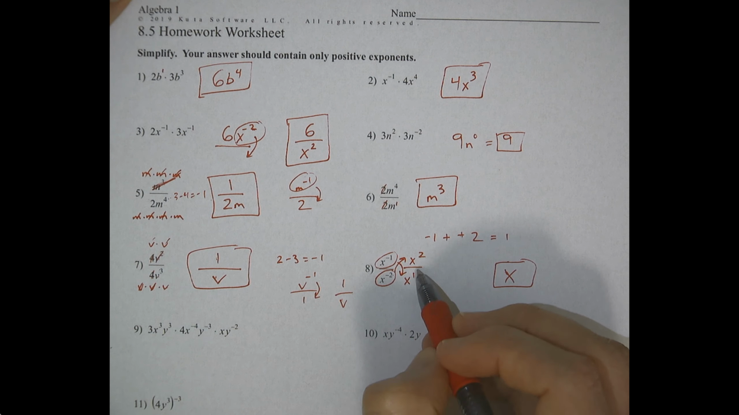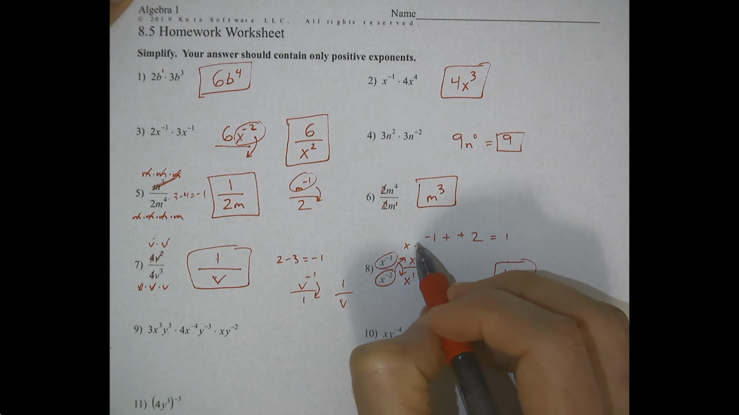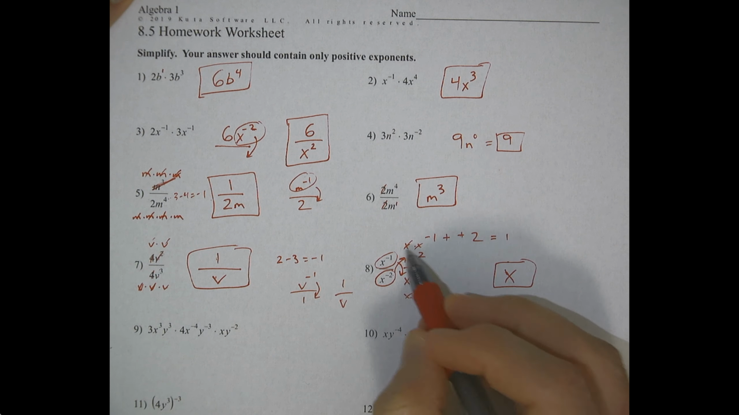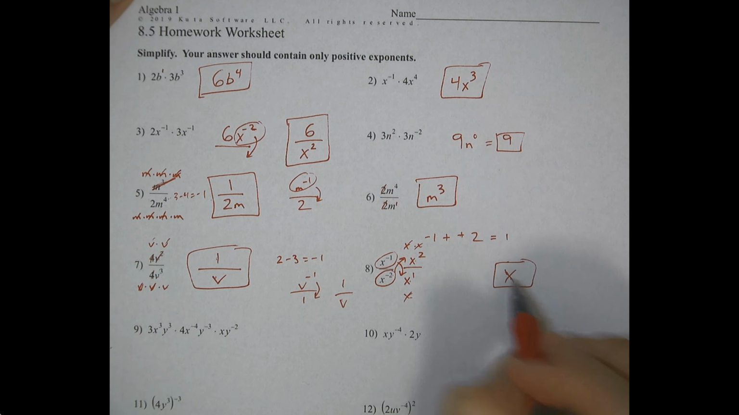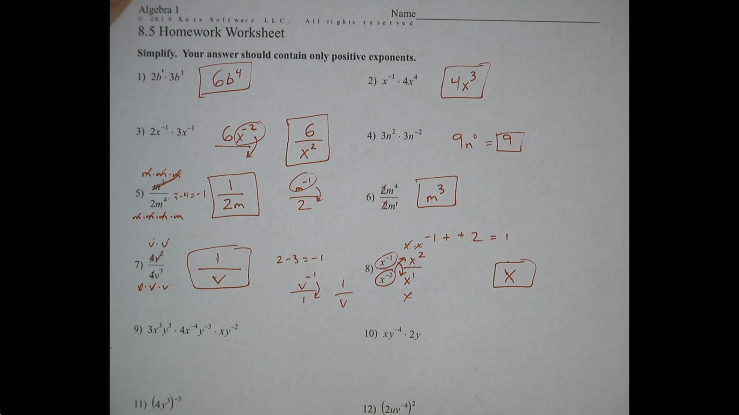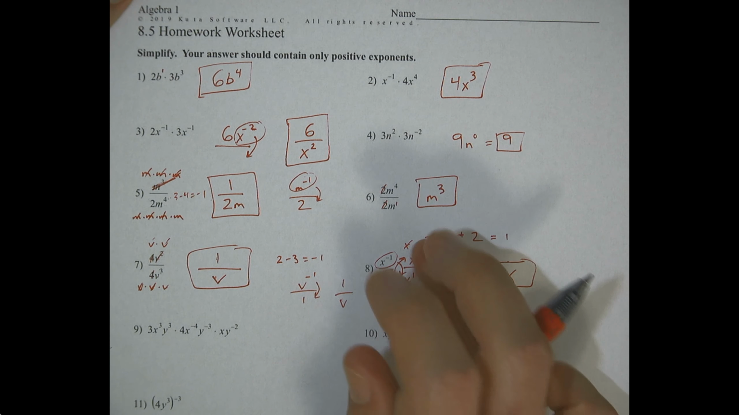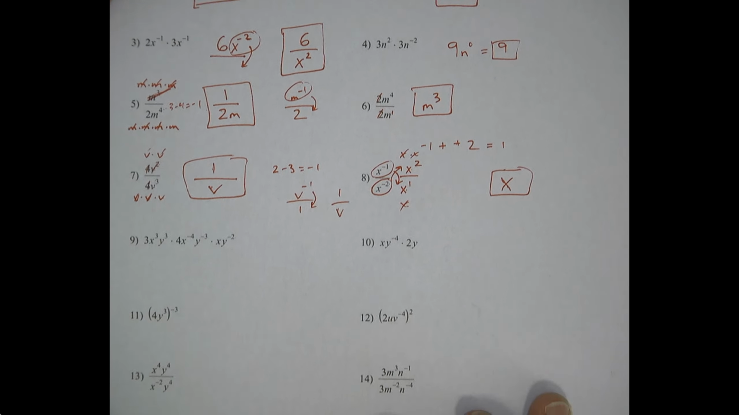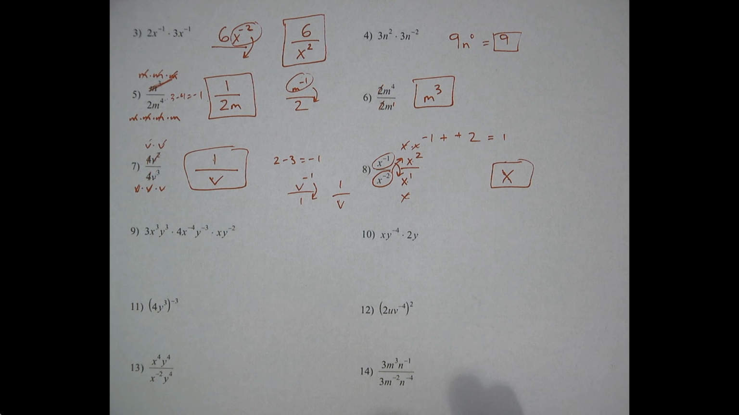I have 2 up top. I have 1 on the bottom. So this 1 cancels one of these. If you got to write it out, write it out. So 1 cancels, leaving you 1 on top, which also gets you to your final answer. So we talked about on the 8.4 worksheet, find a strategy that works for you and stick with it.